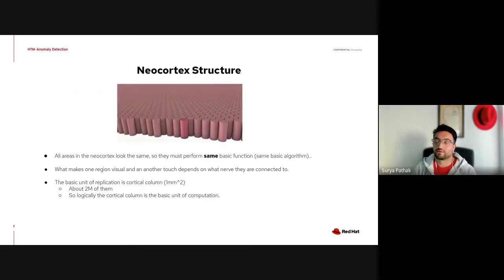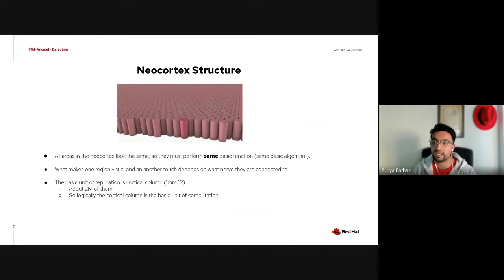So, more into the neocortex. What does the neocortex look like? This is another fascinating feature. All areas in the neocortex look the same, which means the neocortex that is connected to my eye and the neocortex that is connected to my ear are the same, which actually means they perform the same basic function. Computationally speaking, they have the same basic algorithm.